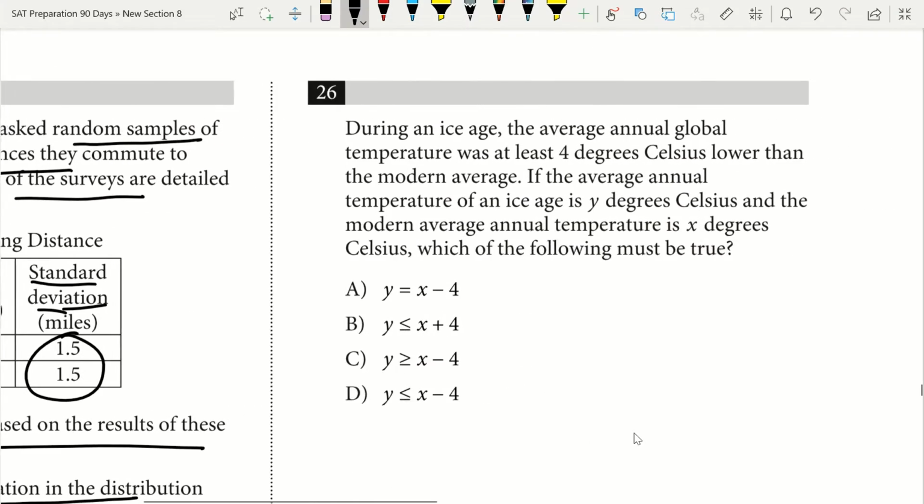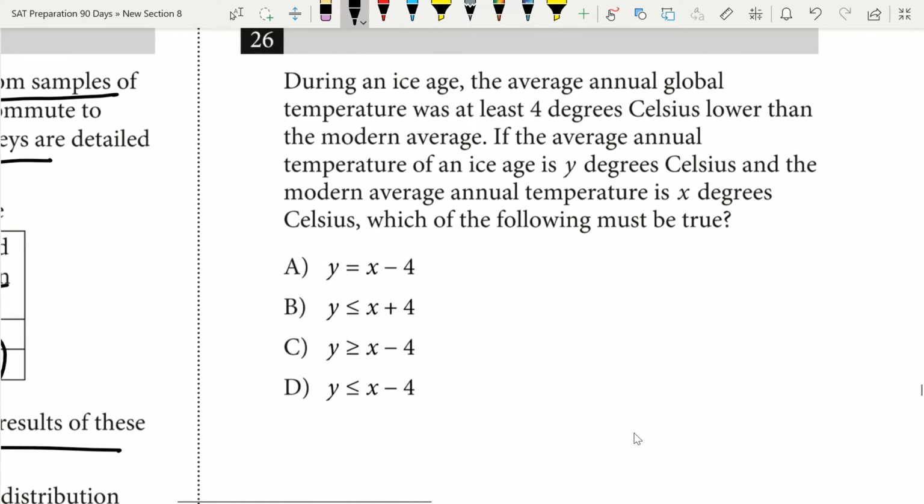Okay, 26. During an ice age, the average annual global temperature was at least, okay, that's a key word there. Anytime we see something like at least or at most or anything like that, that's telling us that we're going to have an equal sign, right? Some sort of inequality with an equal sign below it. So we know that the average annual global temperature is at least 4 degrees Celsius lower than the modern average.